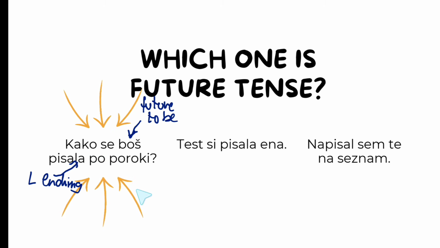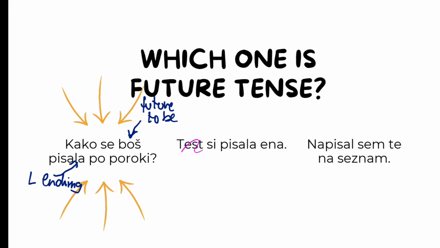Okay? Kako se pišeš would be in present tense. And in past tense, it would be kako si se pisala po poroki. So the differences are a little bit subtle, but you'll get used to it. Now let's see why the other two are wrong.